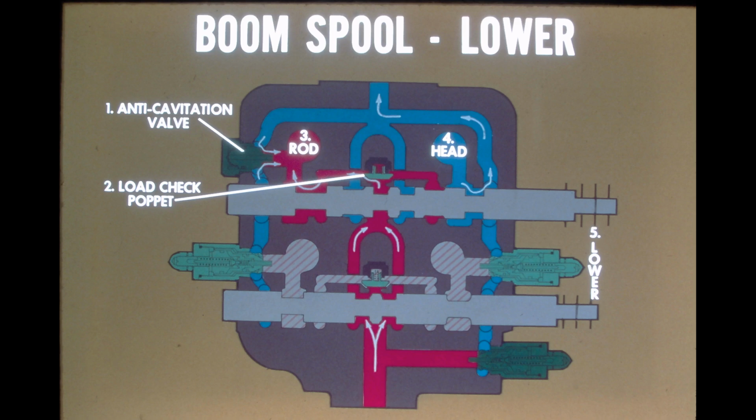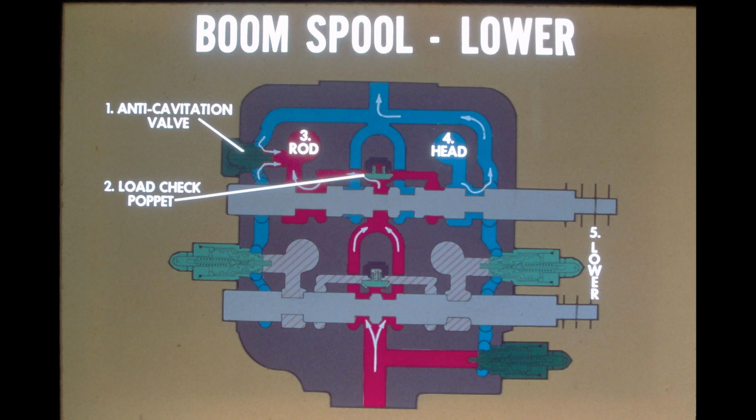Ordinarily, return oil flows around an annular groove at the front of the anti-cavitation valve on its way to the reservoir. But when line pressure drops, return oil pressure operating on the small working area at the front of the poppet causes the poppet to open as shown in the illustration. This allows return oil to supplement the low-pressure pump oil flow to the rod end of the boom cylinders.